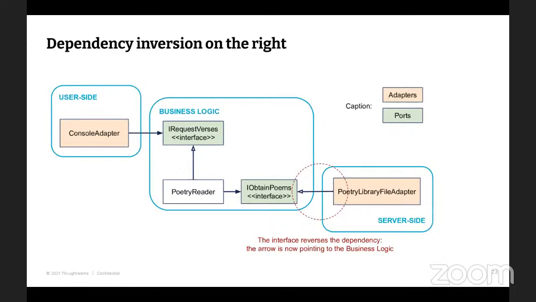We said that hexagonal architecture is based on inversion of control, right? Where the dependency inversion is happening is actually on the right, because it's very natural for the user side or any input request to talk to business logic, right? That flow is very natural, or the usual flow. So what is being flipped here is the other end, which is the server side.